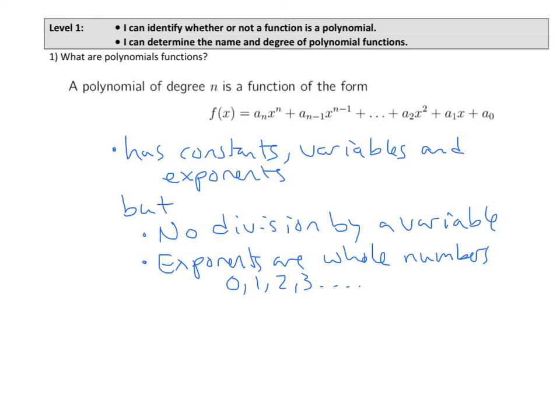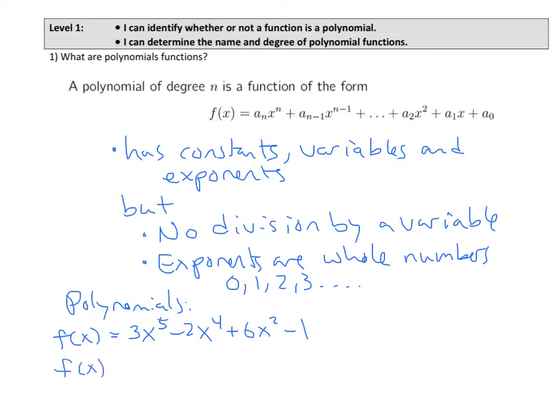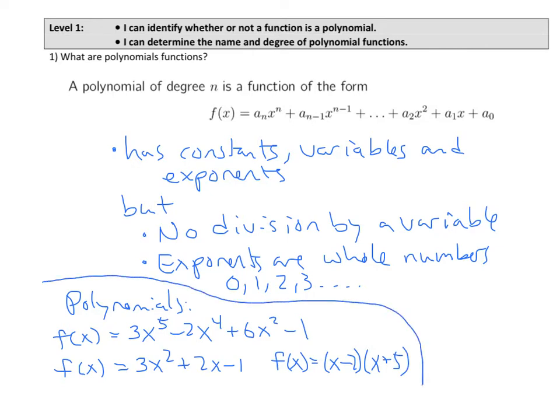So some examples of polynomials. Something like f of x equals 3x to the 5th power minus 2x to the 4th plus 6x squared minus 1. It has a bunch of terms with various exponents, and something as simple as f of x equals 3x squared plus 2x minus 1. That's a polynomial. So it just has constants, variables, and exponents, no fraction exponents, and they can also be in factored form. So something like f of x equals x minus 2 times x plus 5 would also be a polynomial. So these are some examples of things that are polynomials.